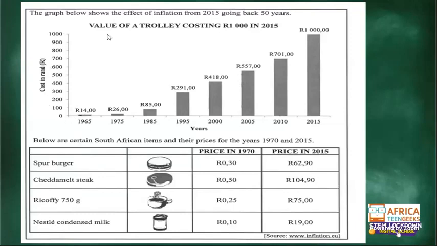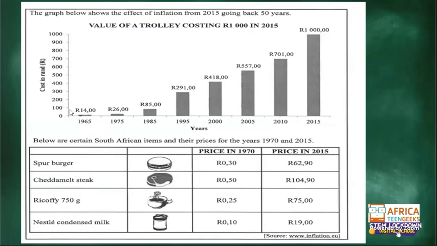We can see that this is a value of a trolley costing 1,000 rand in 2015. This trolley in 2015 cost 1,000 rand. In 2010, it cost 701 rands. In 2005, it cost 557. In year 2000, it cost 418 rands. In 1995, it cost 291 rands. In 1985, it cost 85 rands. In 1975, it cost 26 rands. And in 1965, it cost 14 rands.